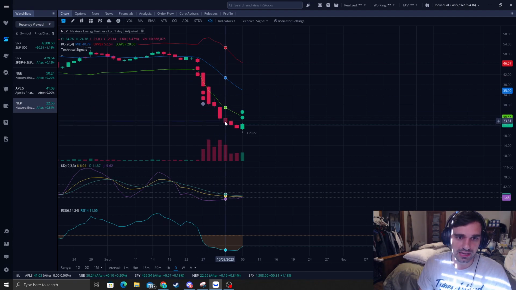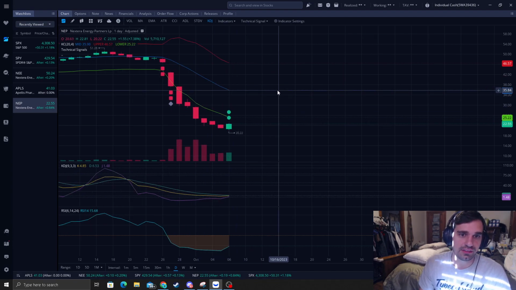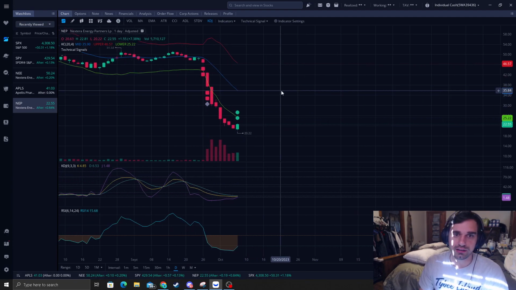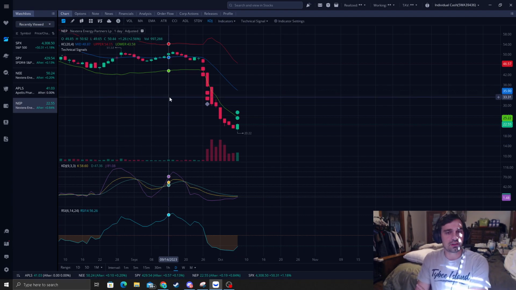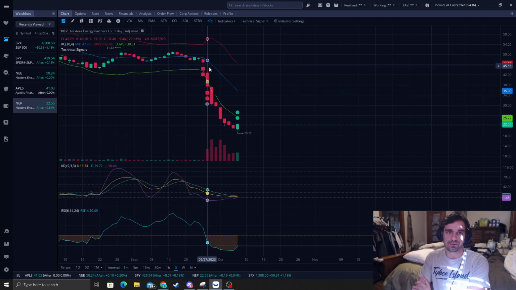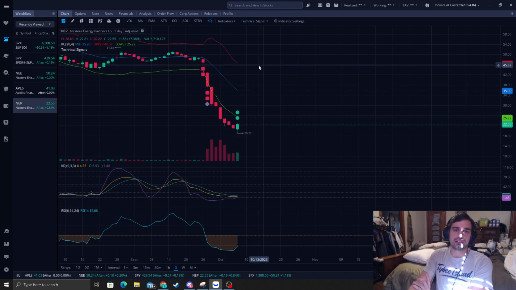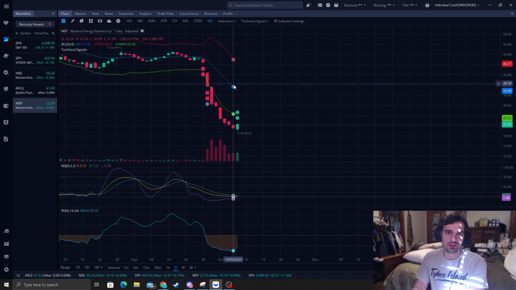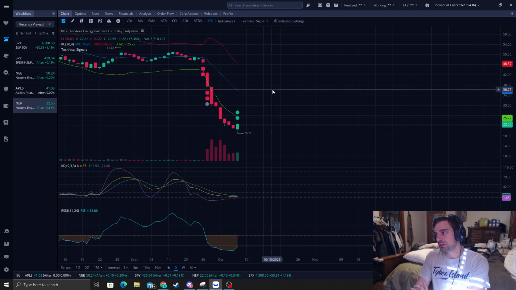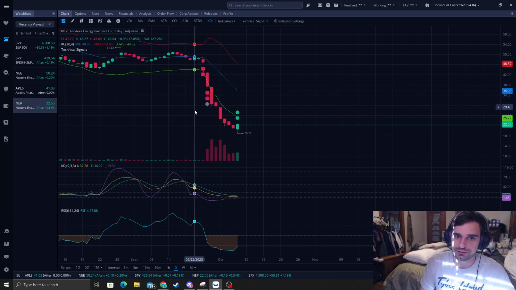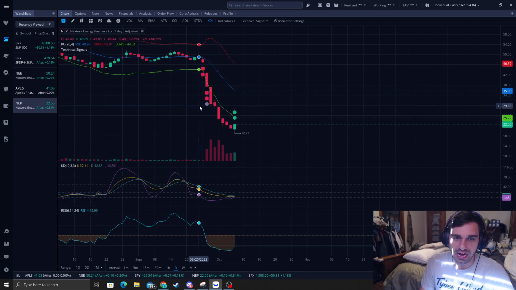But yeah, this is looking good. I don't see anything wrong with NEP. I know there's a lot of negative stuff going on, but as far as just a reversion to the mean strategy here, it's going to try to go to the middle band. Once it gets to the middle band, then we can reassess, like, okay, let's take some profit, because that's a big run if it does that.